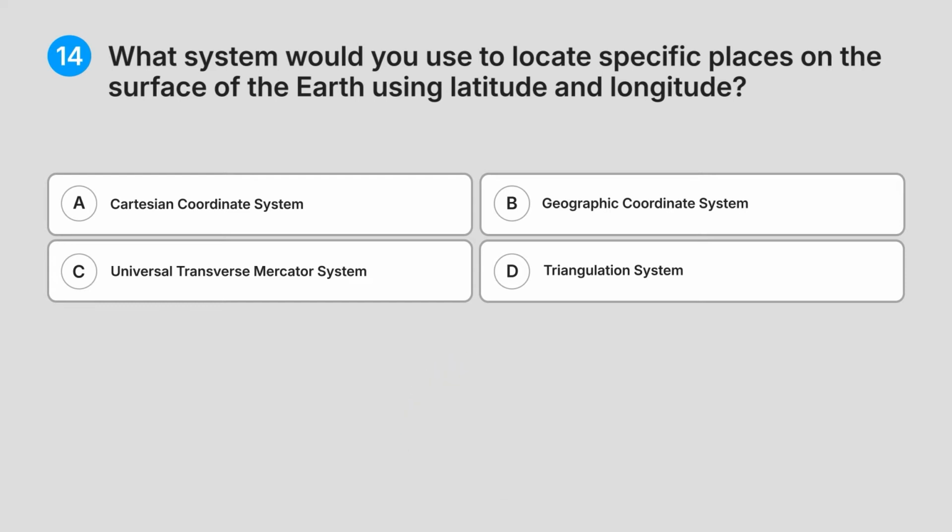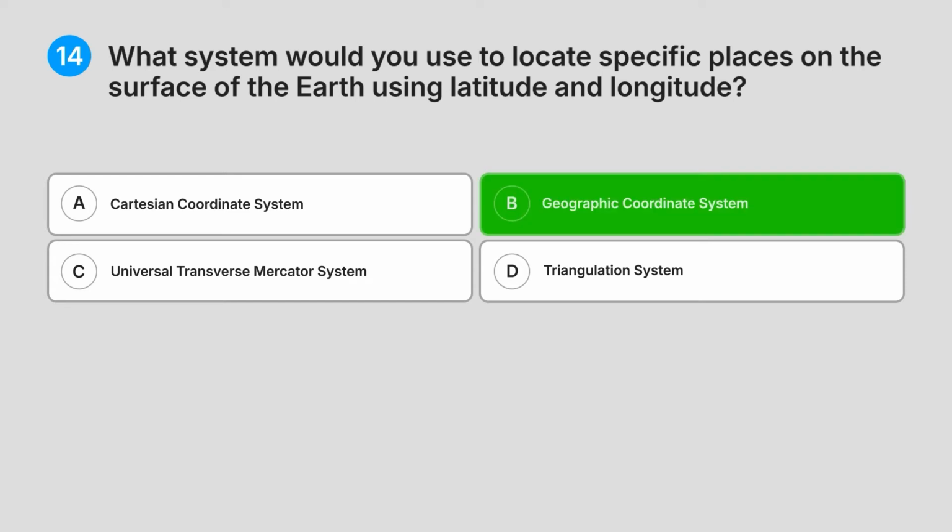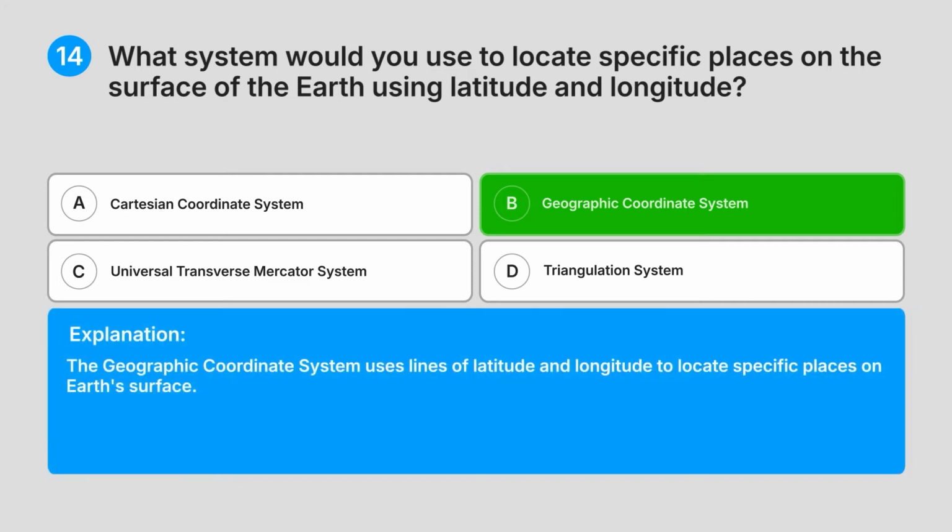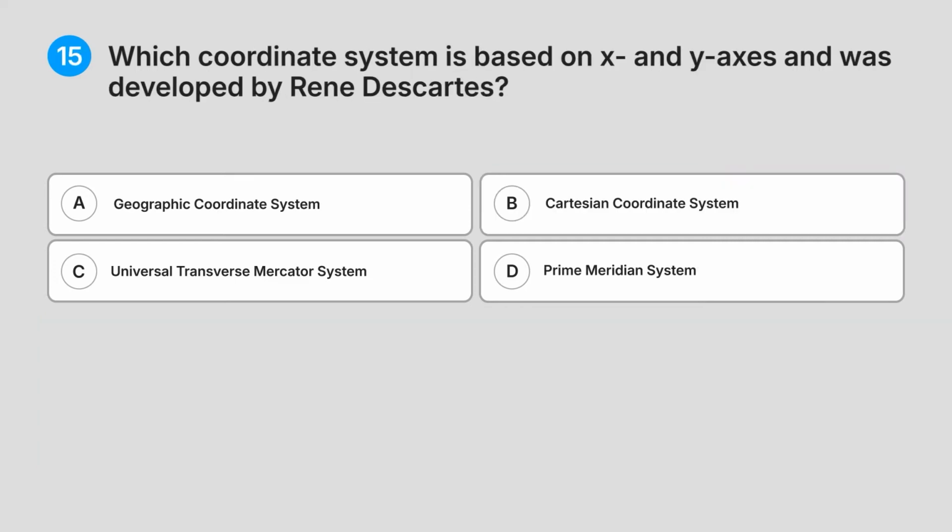Correct answer. B. Geographic coordinate system. Explanation. The geographic coordinate system uses lines of latitude and longitude to locate specific places on Earth's surface. 15. Which coordinate system is based on x and y axes and was developed by René Descartes? A. Geographic coordinate system. B. Cartesian coordinate system.